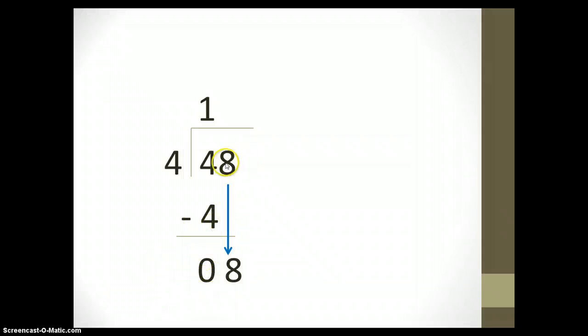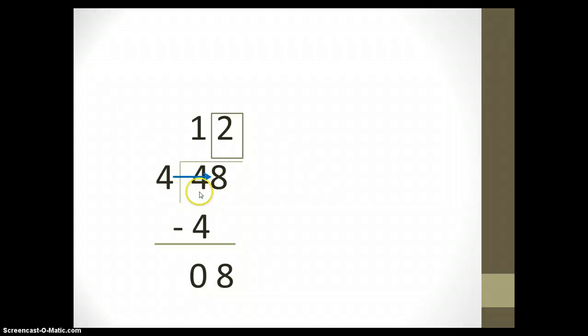And once we have that, we bring down the next number. So we have an 8. So we bring that all the way down here and write 8. Then we go back and do the same steps over again, except this time we ask, how many times does 4 go into 8? Or can 4 go into 8? Well, yes, 4 can go into 8, so how many times? Well, 4 can go into 8 2 times, so we put 2 up here.